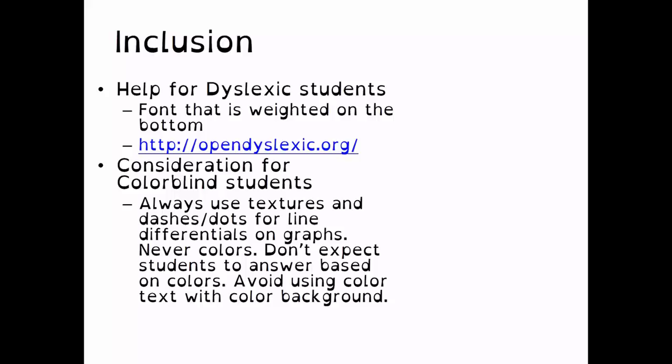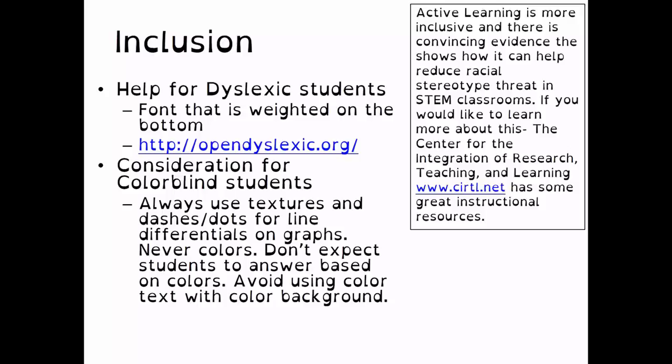So you want to make sure you have dots and dashes or solid lines. Another thing is that active learning is more inclusive, and there's convincing evidence that shows it can help reduce racial stereotype threat. So I have a really nice website here if you want to learn more about that. It's www.cirtl.net, the Center for Integration of Research, Teaching, and Learning, and that is an entire other talk that I would love to give some time.